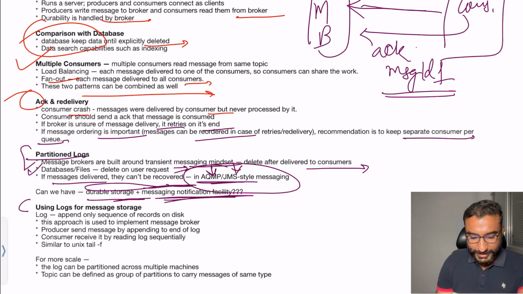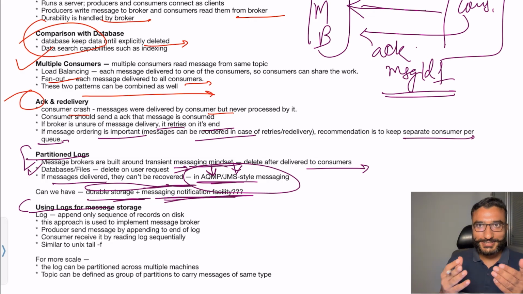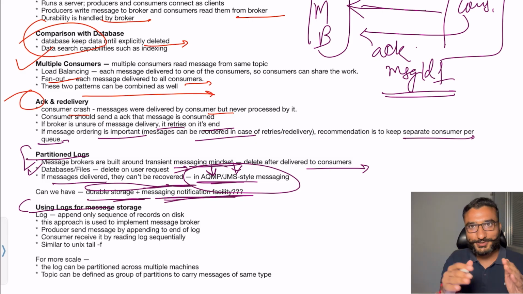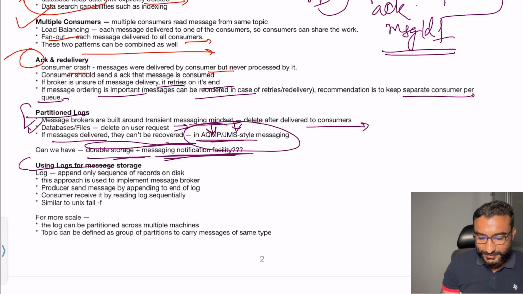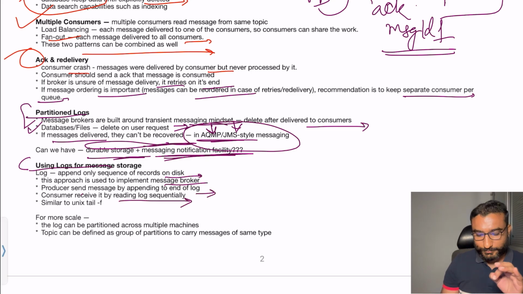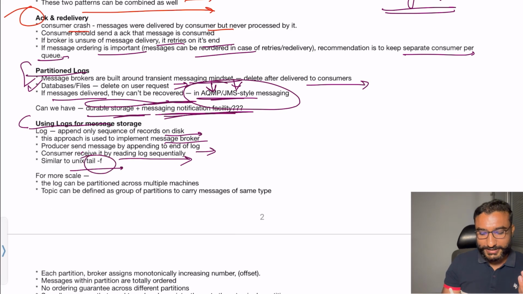The other idea is how you can use logs for message storage. Log as in append-only files. Whenever you see log, it basically means you are appending the data and not updating the entries, an immutable kind of thing. So a log is an append-only sequence of records on a disk. This approach is used to implement a message broker, and it is the same approach used by Kafka. Producers send messages by appending to the end of the log. Consumers receive by reading the log sequentially. It is much similar to the Unix command tail -f.